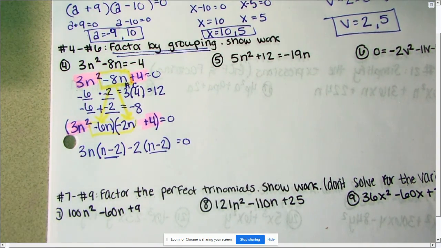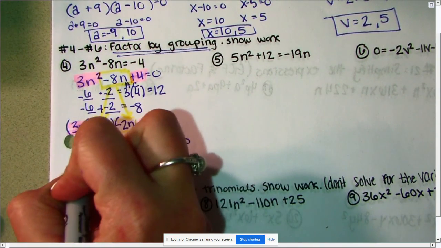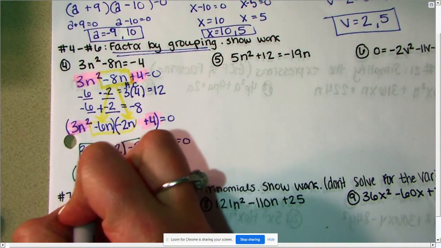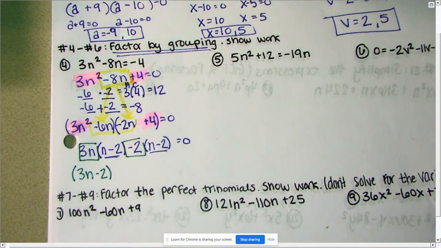From here, let me go ahead and grab a different color pen. I have 3n and negative 2n. Those come together and form their own parenthesis. Then I have my GCF values.